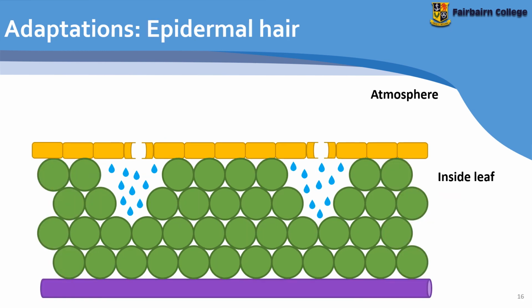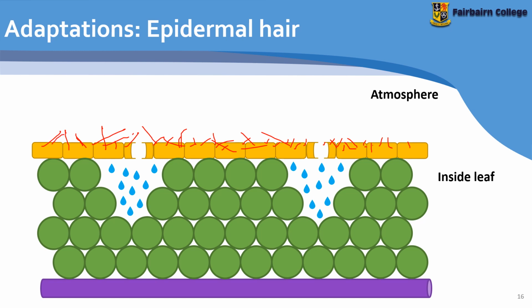Okay. The next adaptation of the plant is epidermal hairs. I couldn't do this with animation, so I'm just going to draw them in. On the epidermis layer, they would have little hairs on the leaf, especially on the underside of the leaf. If you've ever taken a leaf and felt that it's a bit fluffy on the underside, then that would be the epidermal hairs.